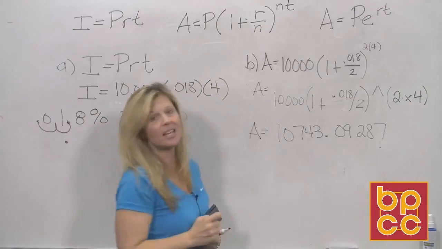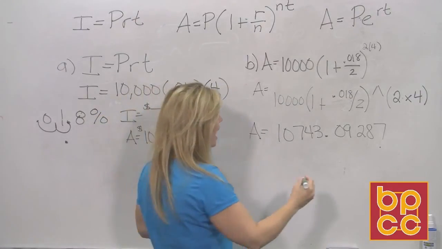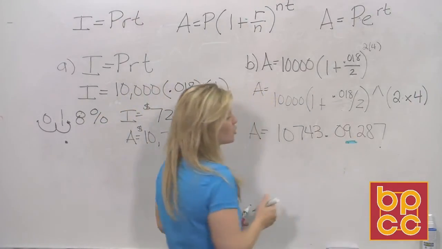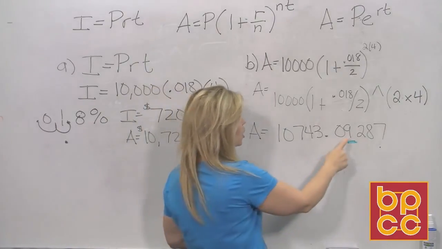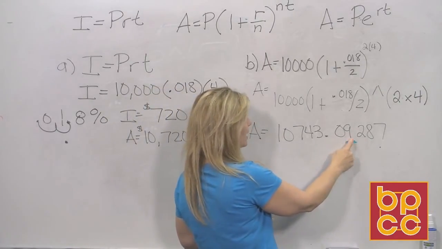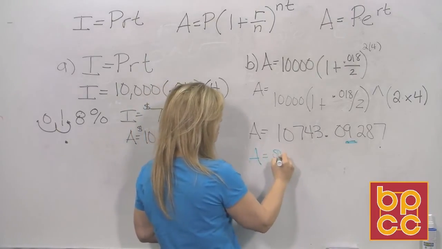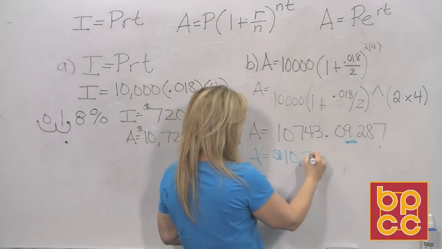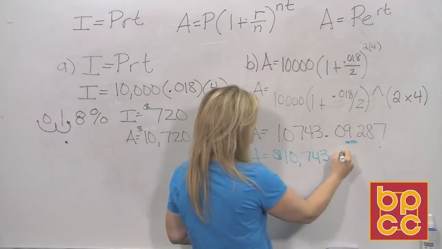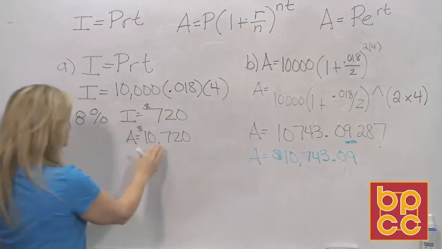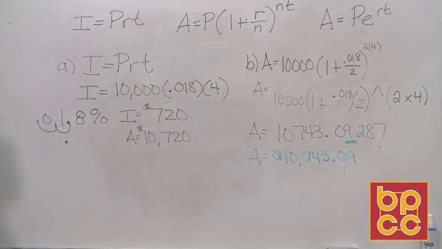So I don't have to tell you to round it. You're supposed to know that because it's a real-life problem. So the nearest penny, we have 9 cents. Would it stay 9 or would it go up to 10? It would stay 9. So if we got interest twice a year, we would now make $10,743.09, which is more than simple interest.